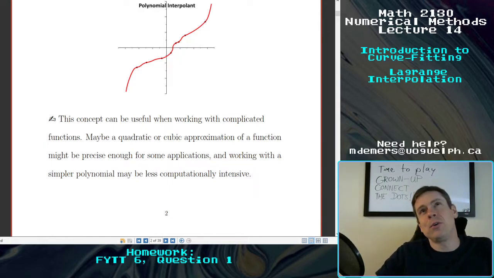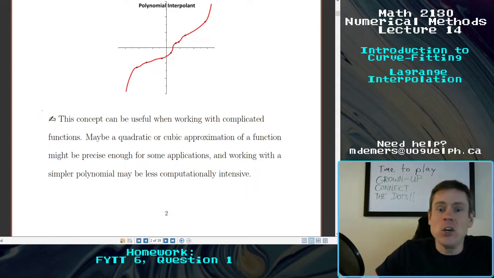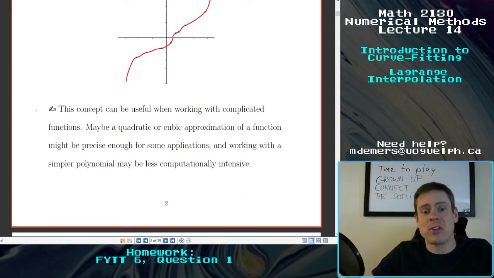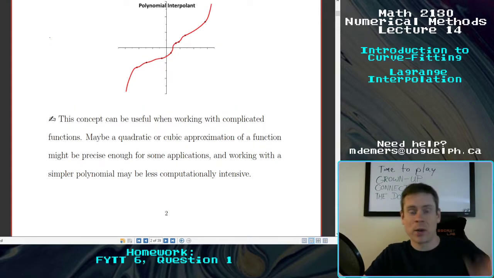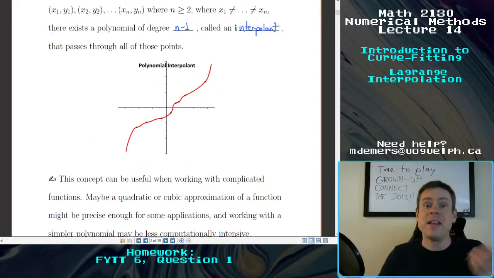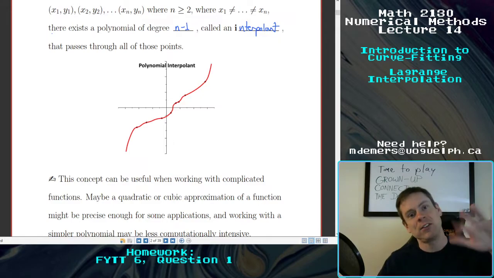It really depends on what you want, though, and there are a few different ways to go about doing this. Having a quadratic or a cubic approximation of a function might be precise enough for some applications. Working with a simpler polynomial might be less computationally intensive than working with a high degree polynomial, but maybe I need a high degree polynomial to exactly go through every single one of those points. So there's some give and take there.